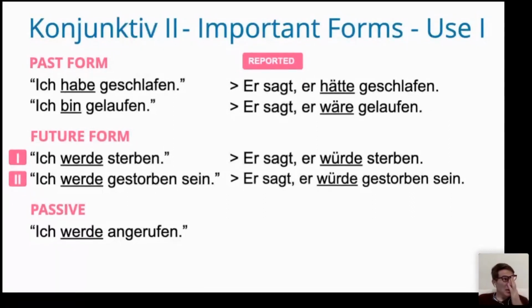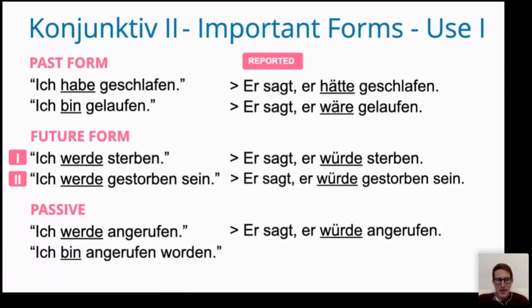Passive is something you will also learn in my A1 to B1 course, maybe at the end, because we use it here and there. Ich werde angerufen, I am being called. And you see, werde has another translation. So werde really doesn't mean anything. It's a chameleon. Sagt, würde angerufen. And ich bin angerufen worden. So there's a passive past form.